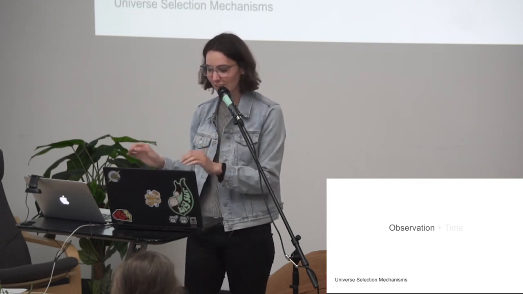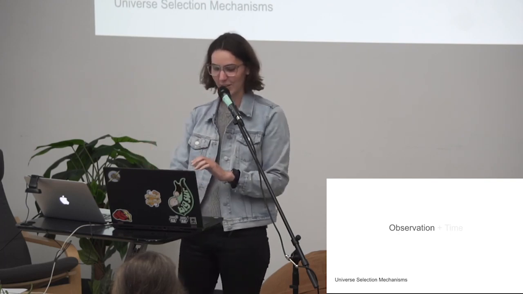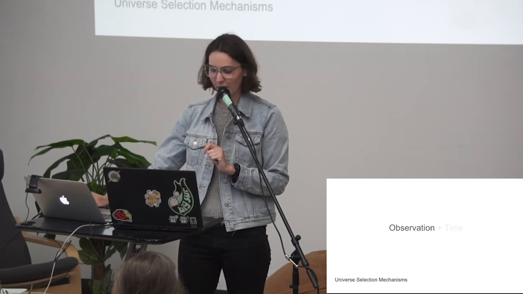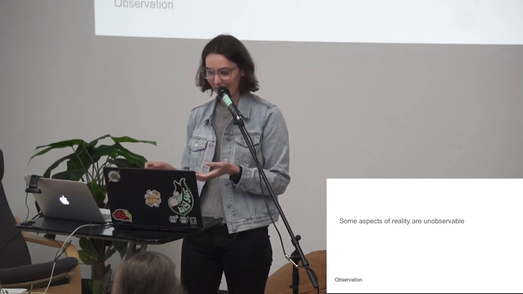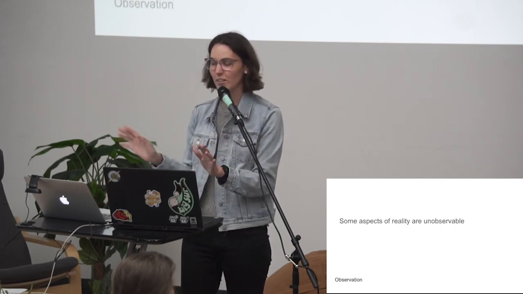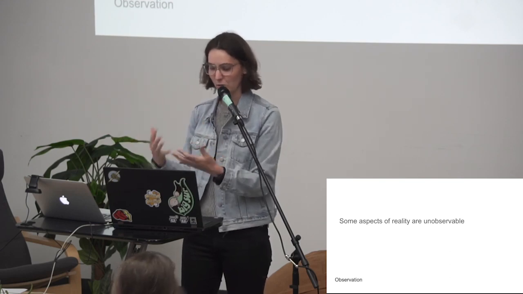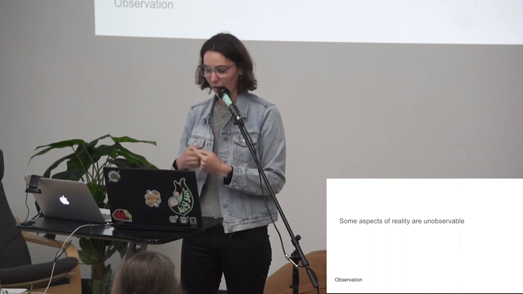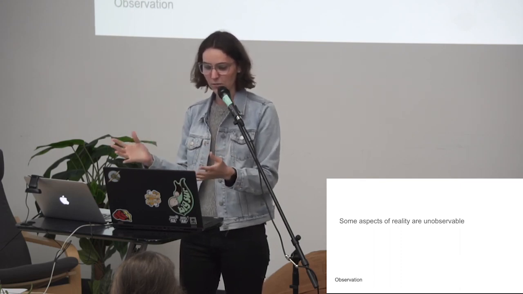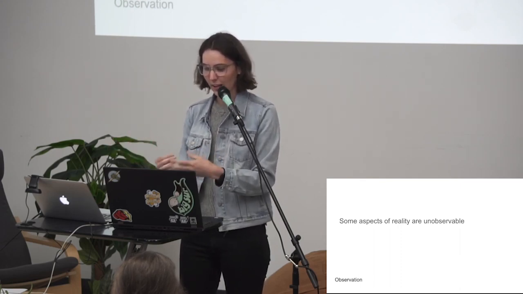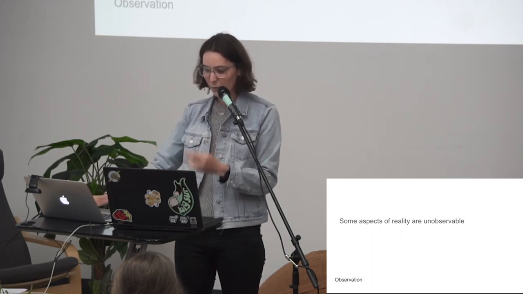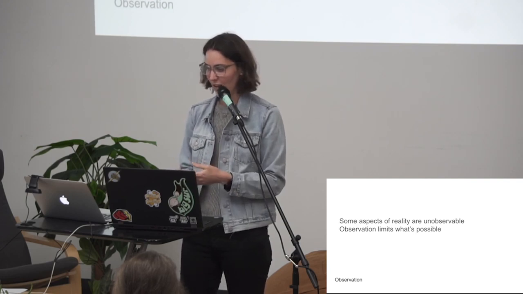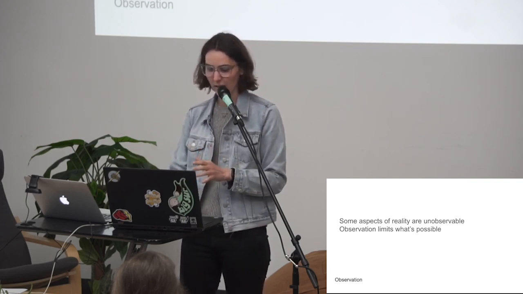So there's a couple of parts here that we need to cover. I'll try and go through it quickly. First, some aspects of reality are unobservable. There are two things I want to illustrate through observation, to help you understand how observation works in the multiverse set. First, some aspects of reality are unobservable, and second, observation has the power to change what's possible in this universe. It can limit it, and it can also expand it.